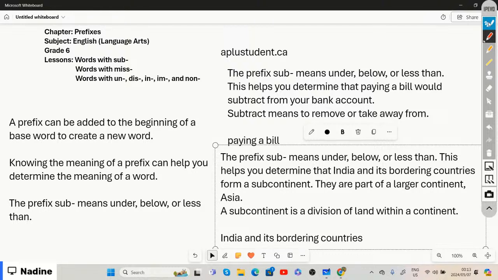For example, India is a bordering country that forms a subcontinent. It is part of a larger continent, which is Asia. But India is a subcontinent.